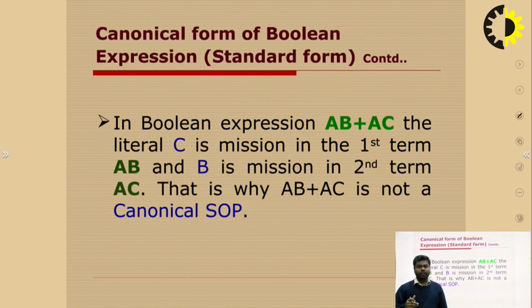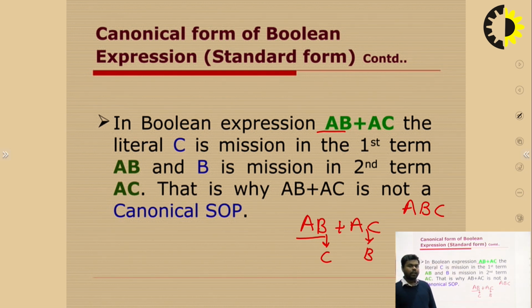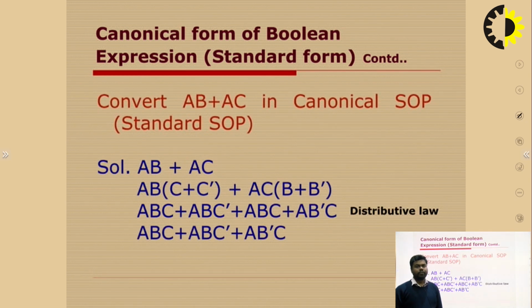I am explaining ab plus ac. The canonical form says that you have three elements, a, b and c. So, here c is missing and here b is missing. So, you have to include c and b here, then you can form the standard form. Otherwise this is not the standard form, but nowadays we use the standard form to solve the simplification of the Boolean expression.